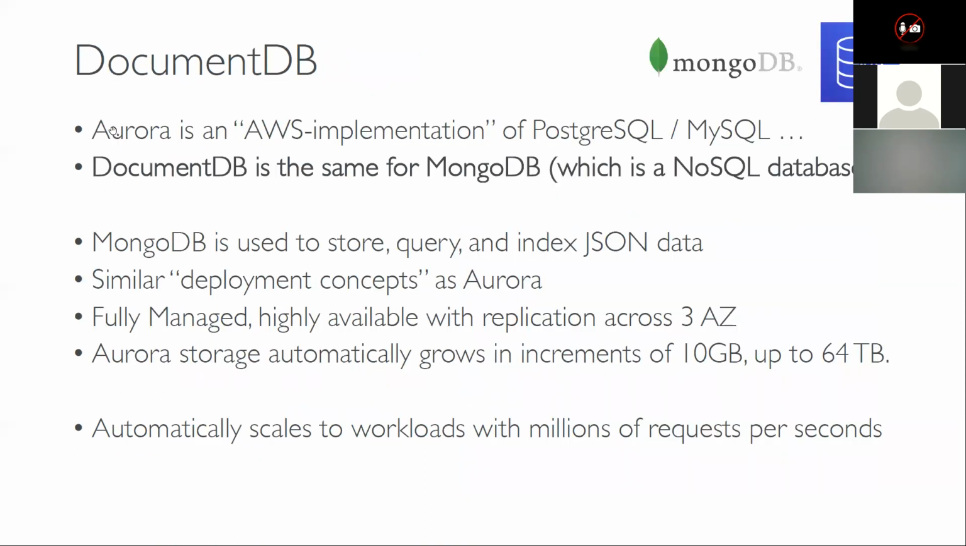Next is DocumentDB. Let's say MongoDB. Aurora is an AWS implementation of Postgres MySQL. So whatever Postgres and MySQL feature and function, meron din ng Aurora. Whatever I mentioned kanina, meron din ng Aurora. Okay? MongoDB is used to store, query, and it's using NoSQL. JSON format siya, JSON format.